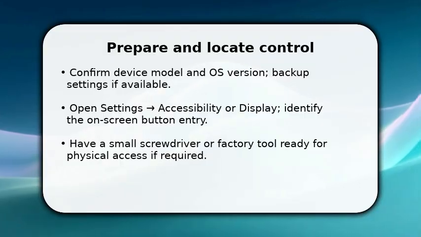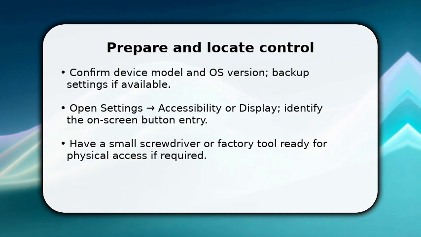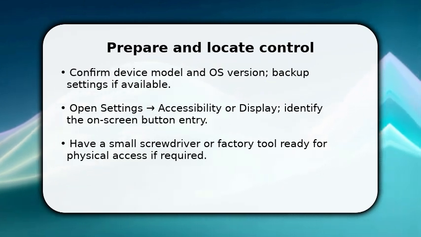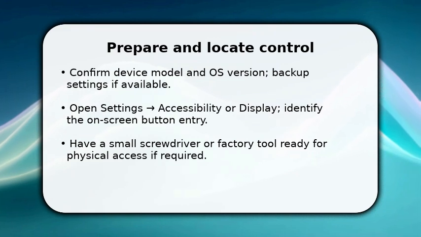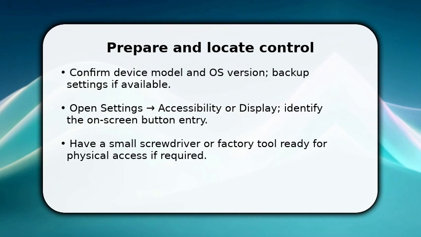You start by confirming the exact device model and OS version because controls vary. This prevents wrong steps. Once done, open Settings and go straight to Accessibility or Display to locate the on-screen button option. Make sure to back up settings so you can restore if needed.